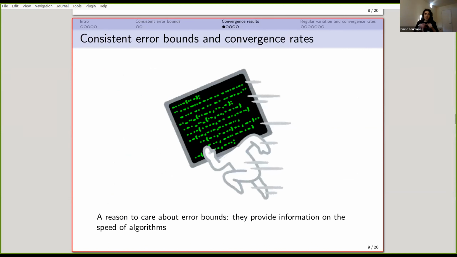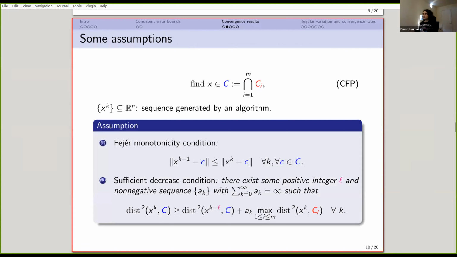Now, as I mentioned in the beginning, one of the main points for studying this error bound stuff is that we are interested in analyzing convergence rates for algorithms. So next, what I'd like to talk a bit about is how we can use this framework to study convergence rate properties of certain algorithms. And just a quick reminder, the reason we care about this is that they provide information on how fast your algorithms are.